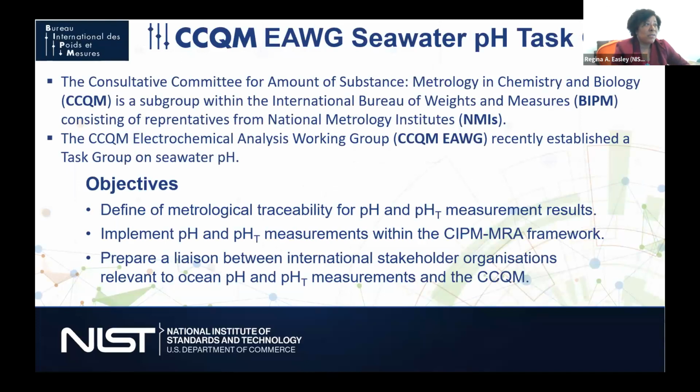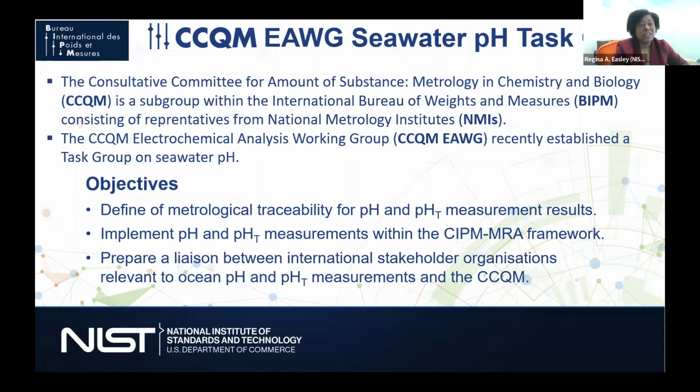recently the formation of a seawater pH task group. And so the task group is entitled The Establishment of Metrological Traceability for Seawater pH and pH-T Values. It'll actually be active between May of this year and April 2026. And so there's a 3-year time frame that this group will be operating. Jason Waters from NIST was nominated as chair, and Raquel Quindera of IPQ, which is the Portuguese NMI, was nominated as deputy chair. The group will actually seek help from external experts, and we're looking for input from the community.